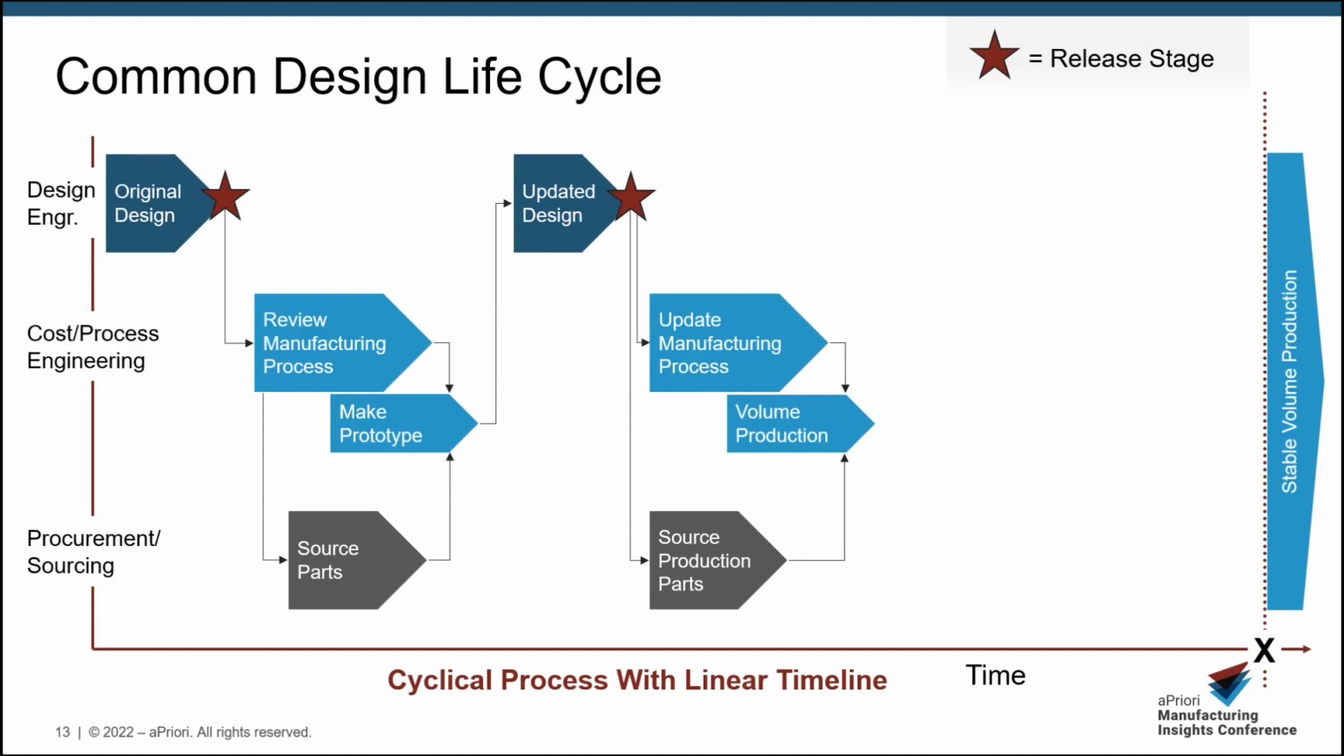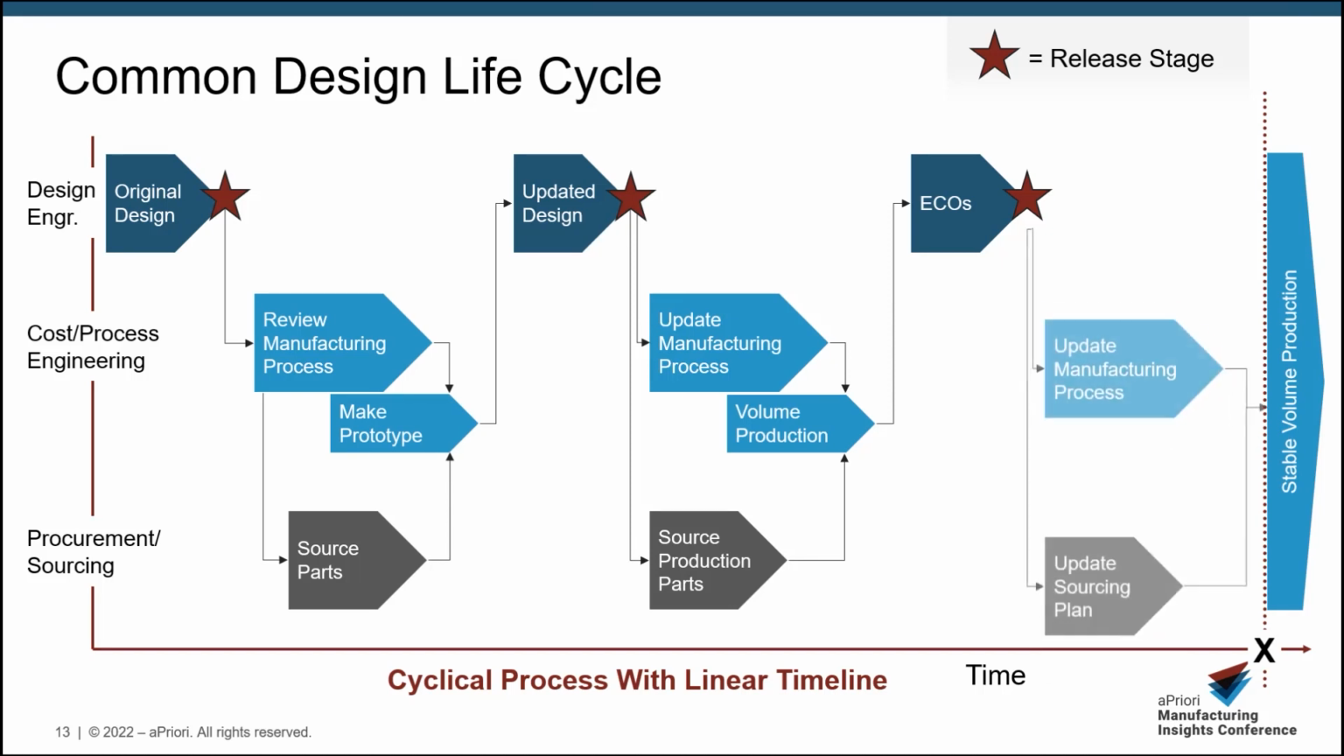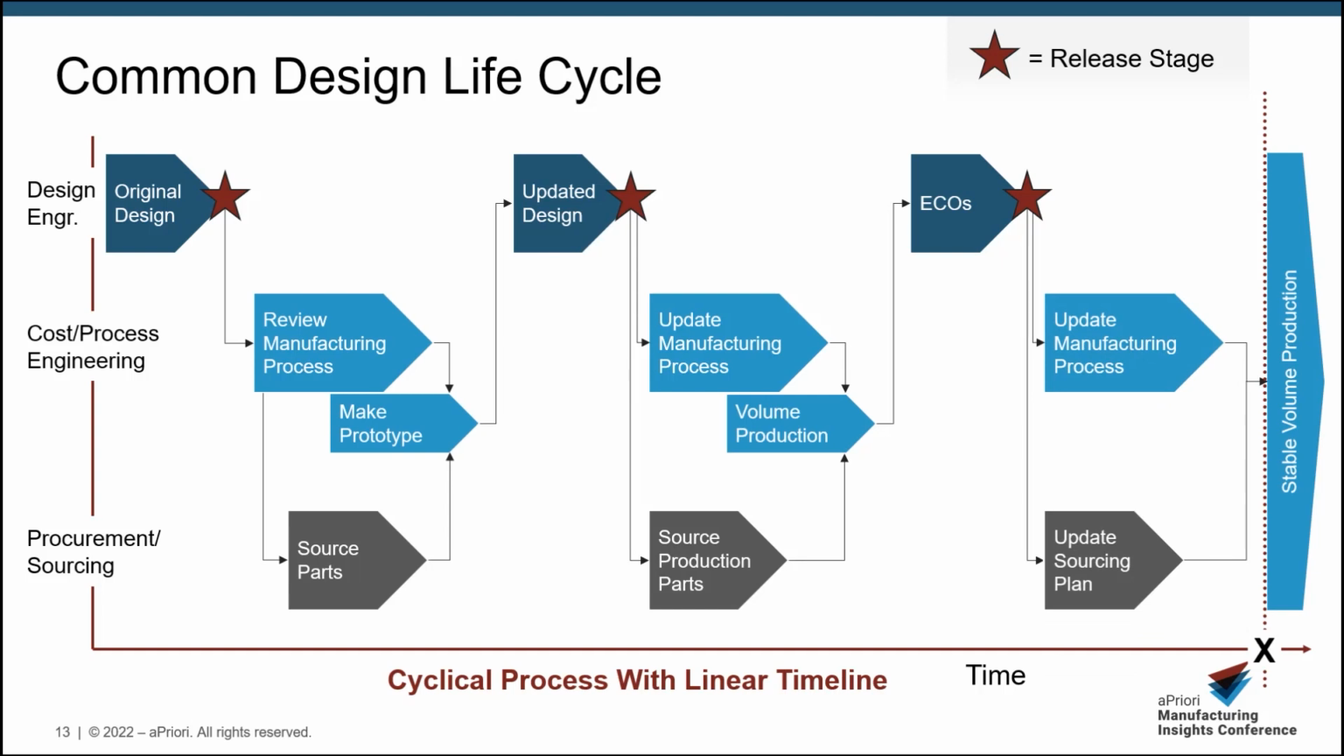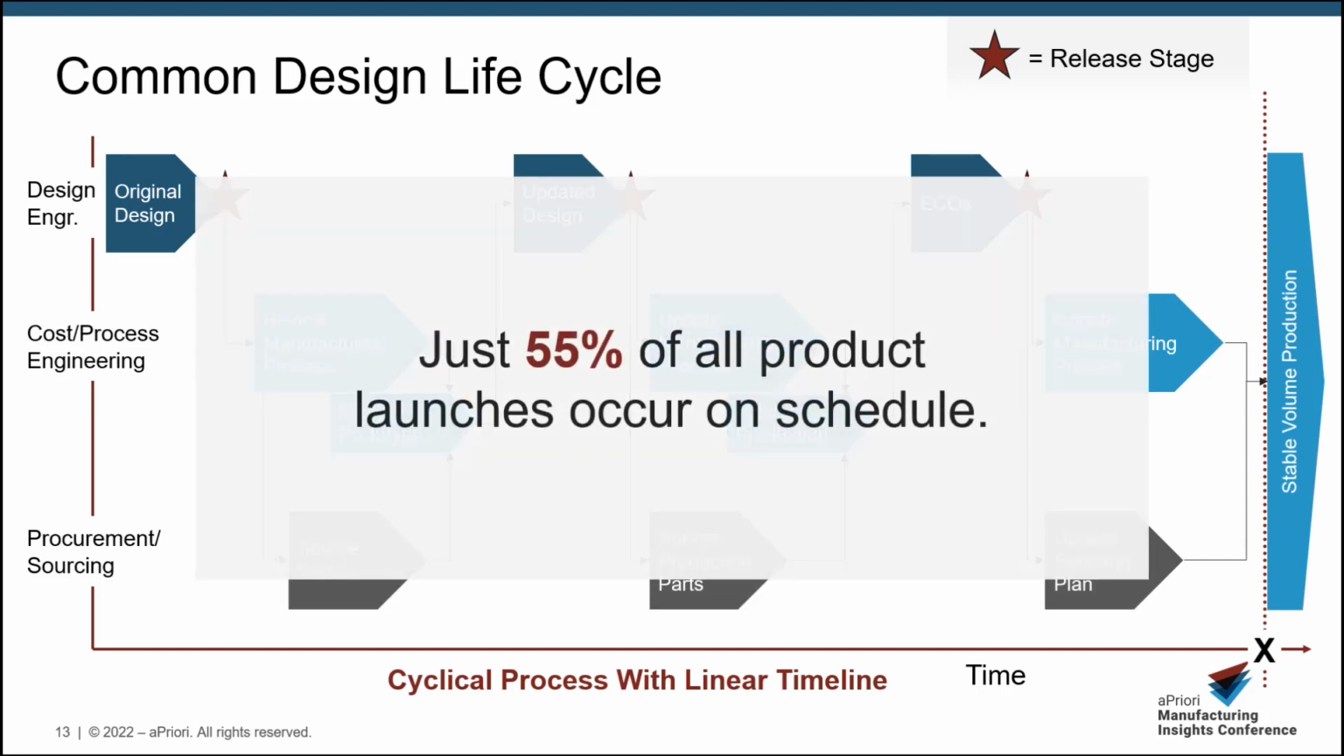Procurement then starts to source production parts. Maybe some of them are even manufactured internally. Now in volume production, there may be some additional issues that weren't discovered with the prototype. Design engineering addresses any ECOs, there are final updates to the manufacturing process and sourcing plan, and the part finally enters stable volume production. In fact, a 2019 Gartner survey found that just 55% of all product launches occurred on schedule.